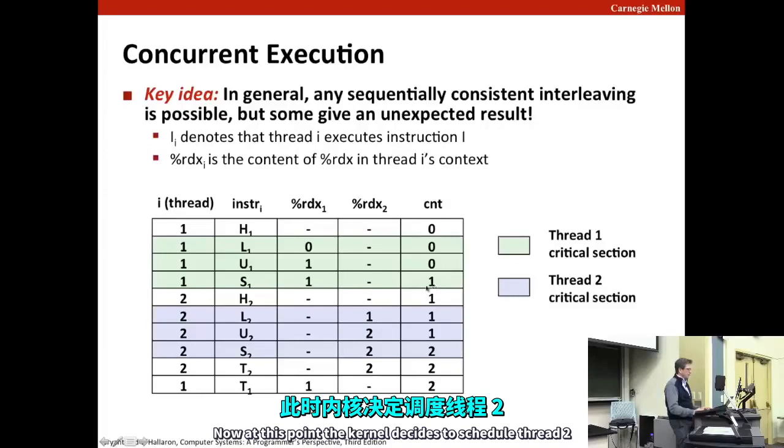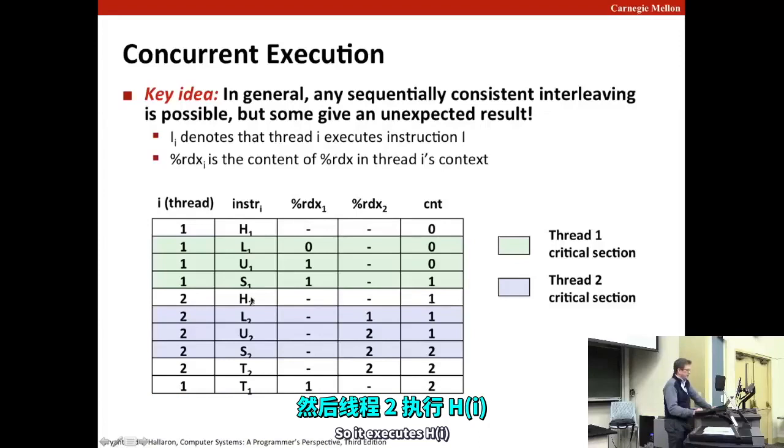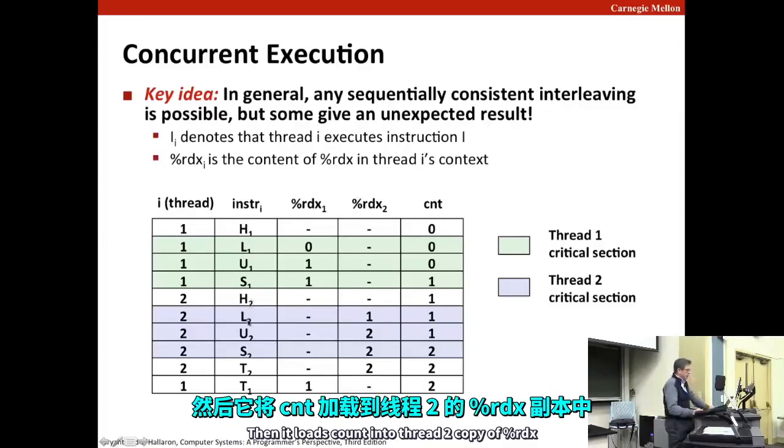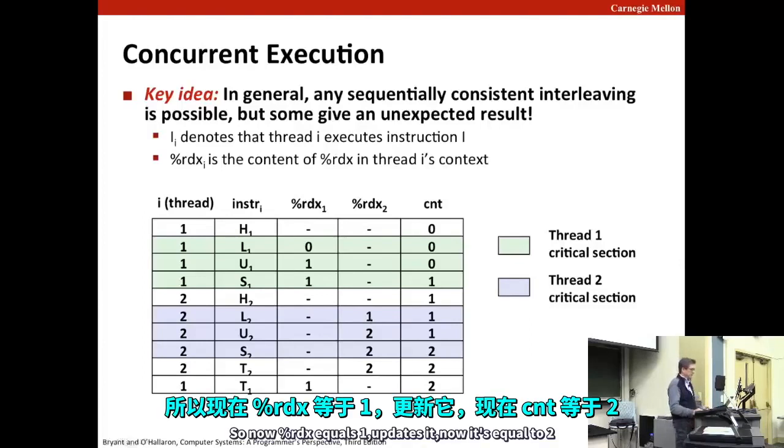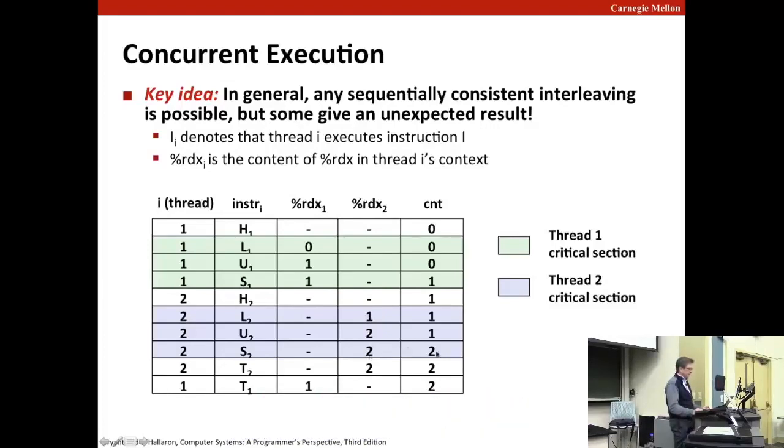Now at this point, the kernel decides to schedule thread 2. So thread 2 begins executing. And when it begins executing, the value of count is 1. So it executes H2. Then it loads count into thread 2's copy of RDX. So now RDX equals 1. It updates it. Now it's equal to 2. And then stores that value back to count.